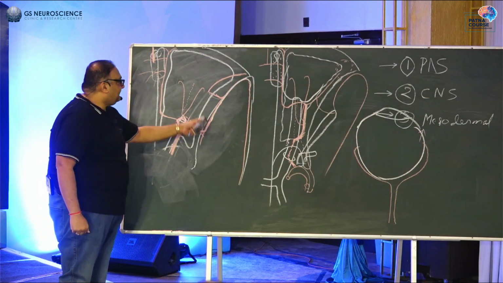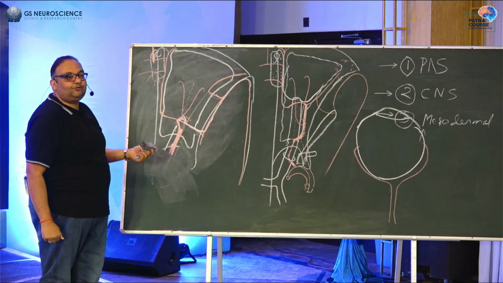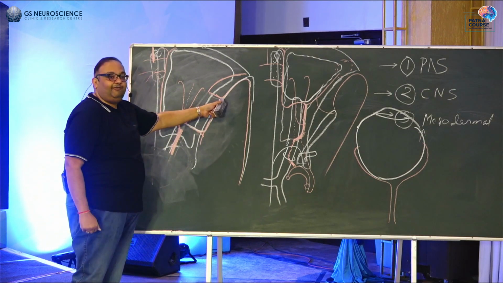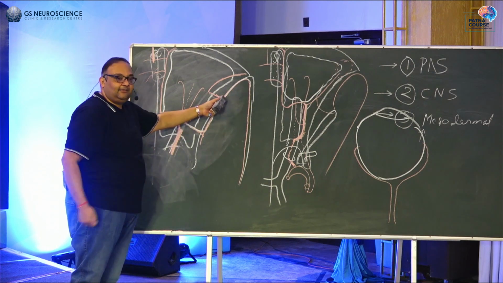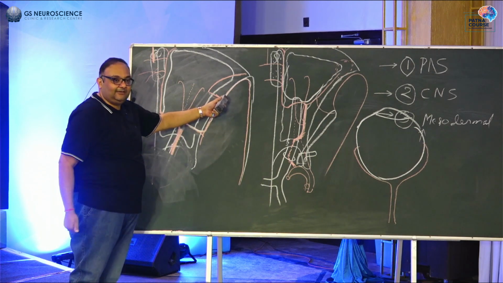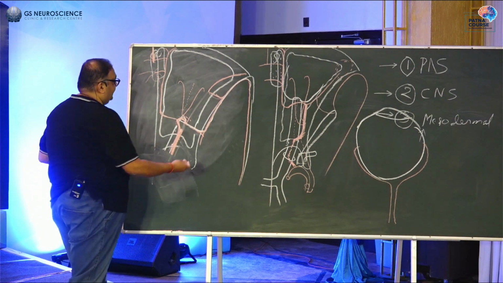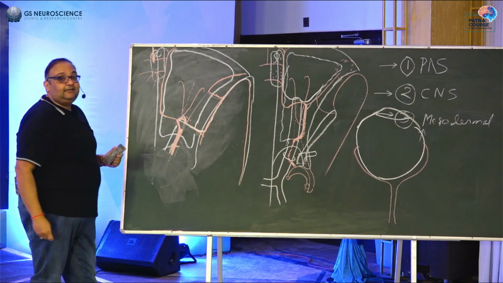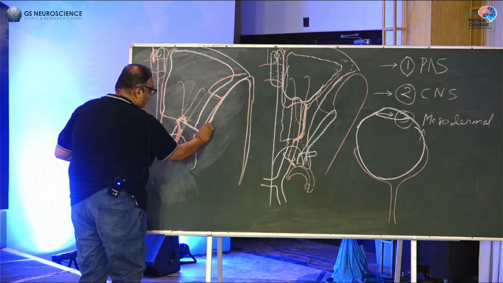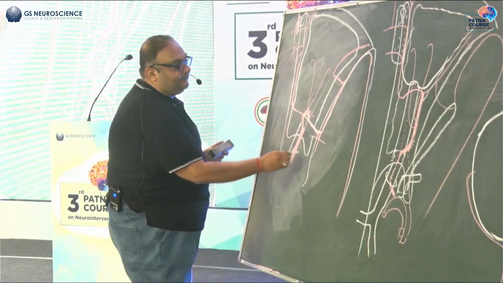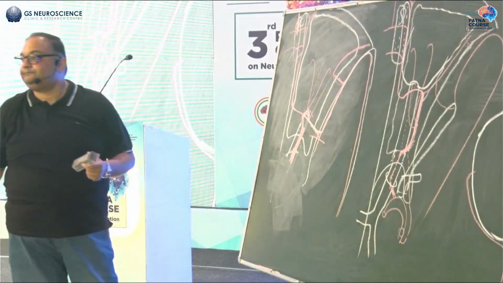Supposing it is not supplying the visual pathway, there is absolutely no risk, and you don't need to go very distal in the frontal branch of the middle meningeal artery. You can embolize from proximal. But supposing it is supplying the visual contents, then obviously your catheter has to go beyond the point where you can have reflux in this area.